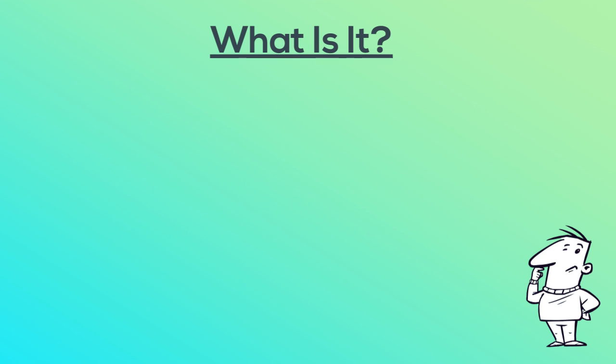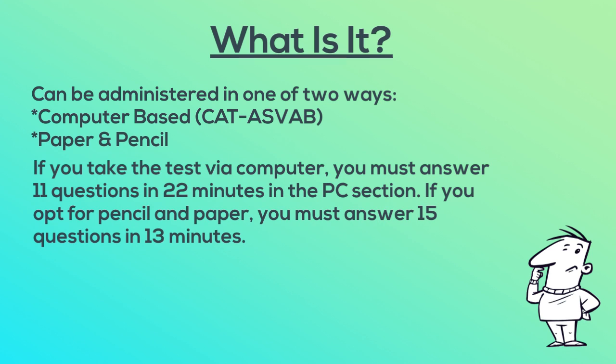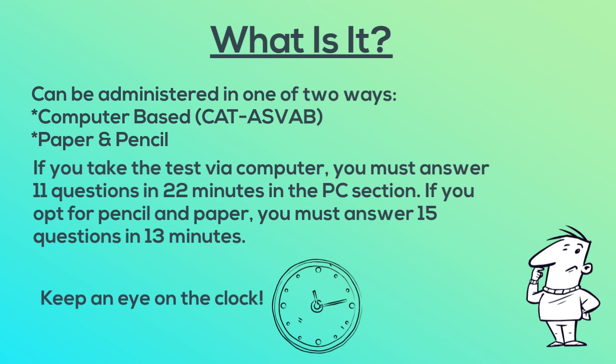The ASVAB test can be administered in one of two ways: on the computer, called the CAT ASVAB, or with good old-fashioned paper and pencil. If you take the test via computer, you must answer 11 questions in 22 minutes in the PC section. If you opt for pencil and paper, you must answer 15 questions in 13 minutes. Keep an eye on the clock regardless of which test method you use.